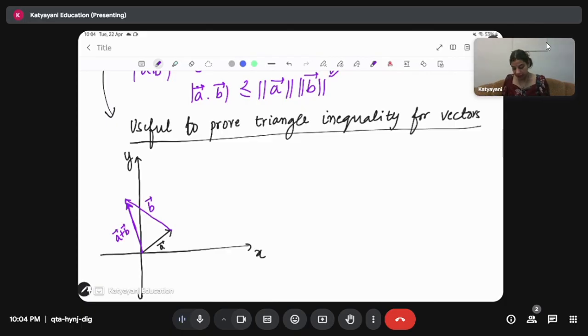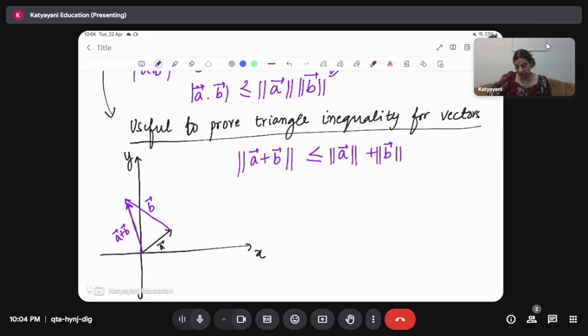Triangle inequality says that the length of the vector A plus B, to denote length we are using the norm sign, is always less than or equal to the length of vector A plus the length of vector B. This is the simple triangle inequality that you've already done in your geometry courses in 9th, 10th and 11th standard, I think, right?